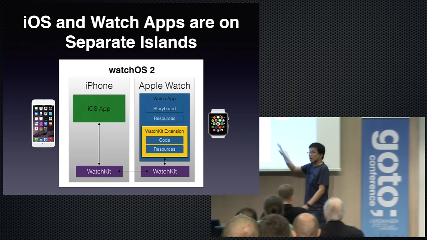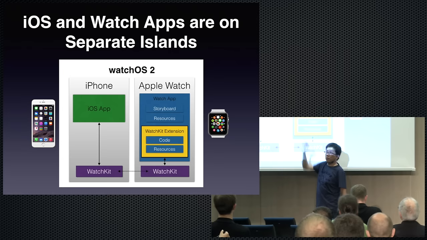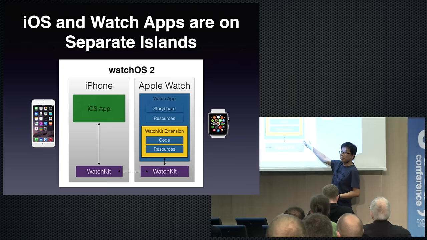Now, in version 1.0, things are very simple, because this guy is here. And you can directly call this iOS app without major problem. But in 2.0, you have a problem. Both are on different islands. So how do you solve that? You make use of this framework known as the WatchKit, the Watch Connectivity Framework.